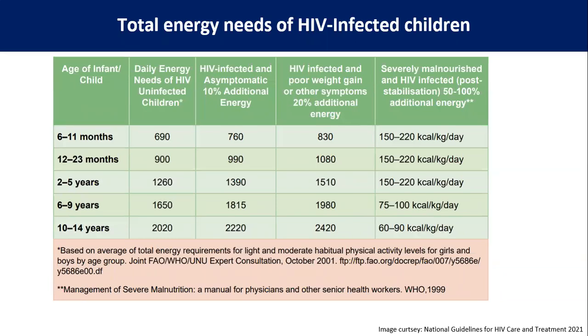So similarly, for each age group, like between 12 to 23 months, the chart is given that it will come to 900. With 10% additional energy, it will come to 990. And if he's infected with poor weight gain and other symptoms, 20% additional will come to 1080. And if he's severely malnourished with HIV infection, he will likely require around 150 to 220 kilocalories over and above the normal. So these are the charts we can follow, and you can always refer to this chart whenever the child comes to your OPD for follow-up.